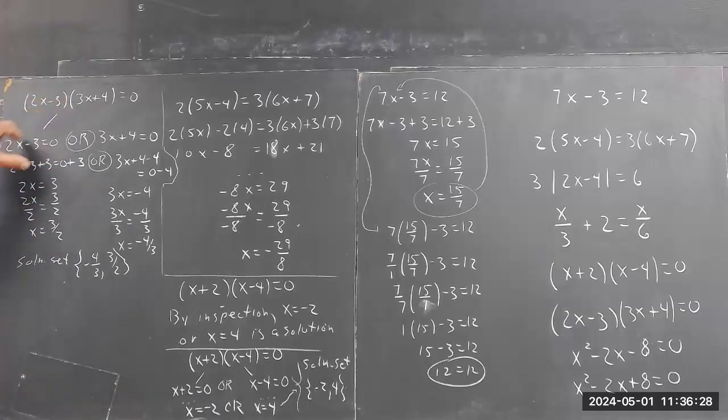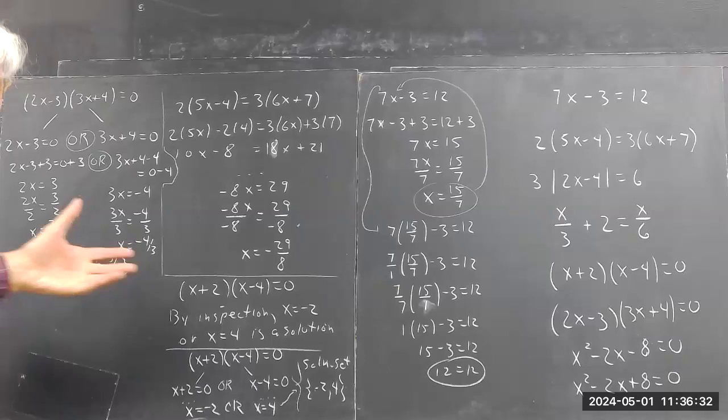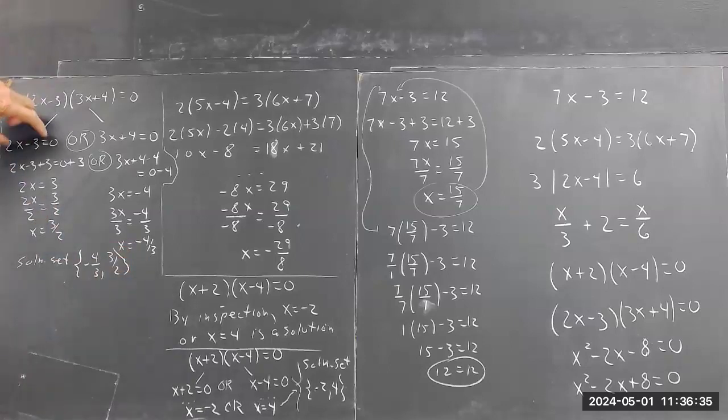Again, what I did here is the same thing I did here, just representing the fact that this could be 0 or this could be 0. That's exactly what we've done. Okay.